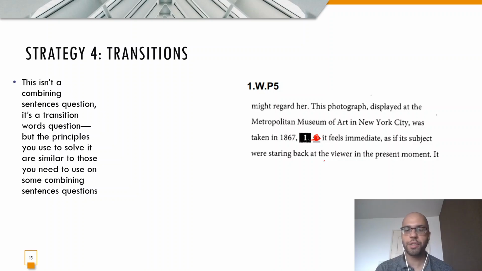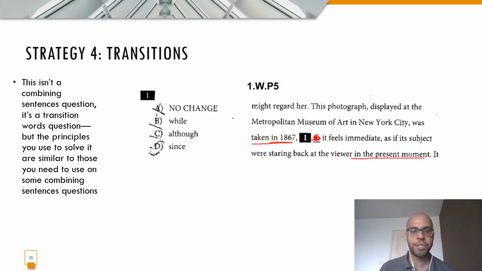So in this case, this photograph displayed at the Metropolitan Museum of Art in New York City was taken in 1867. It feels immediate, as if the subject were staring back at the viewer in the present moment. Okay, so what I'm noticing is perhaps a contrast. Even though this is from 1867, it seems like it's happening right now. So this should be a contrast, and so I've kind of predicted that relationship. Now I'll look at my answer choices.